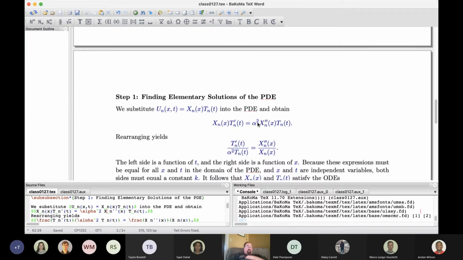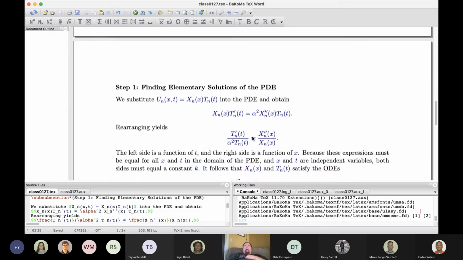So now we have this situation. We go ahead and divide both sides by X_n and T_n, and we end up with this. Now, we could really put the alpha squared in either fraction, but for convenience, we just put it in here.